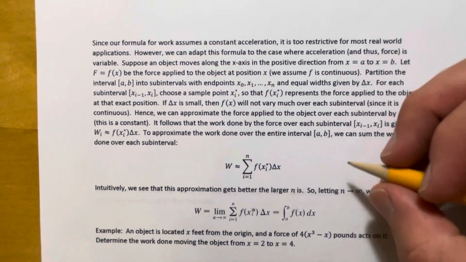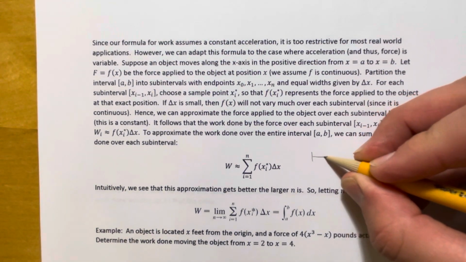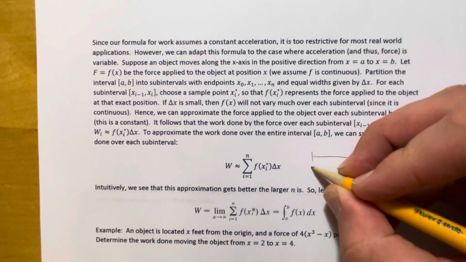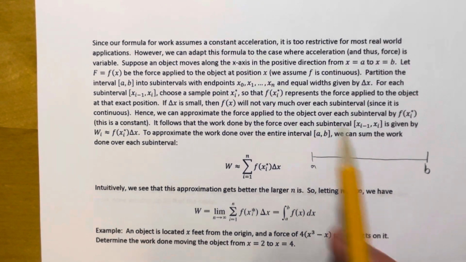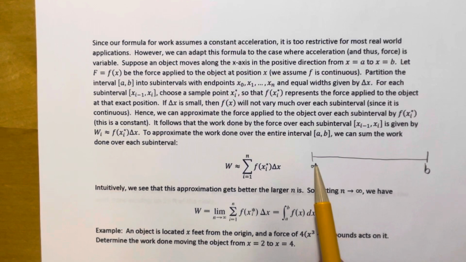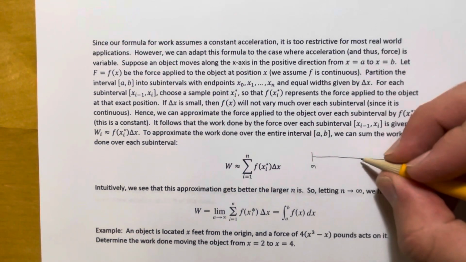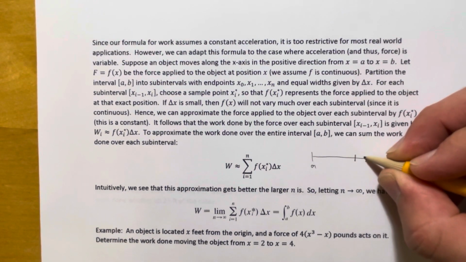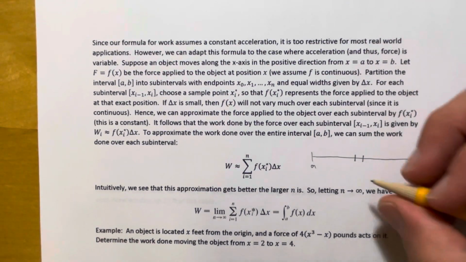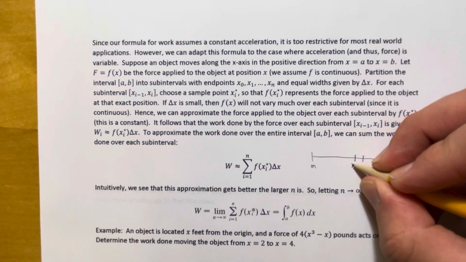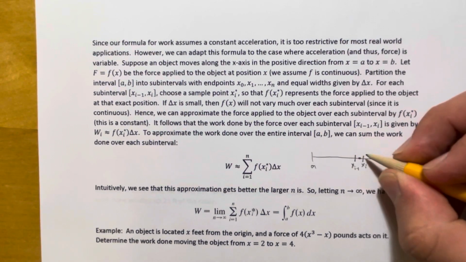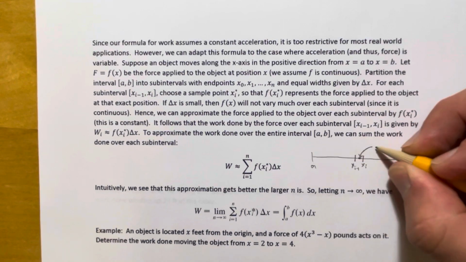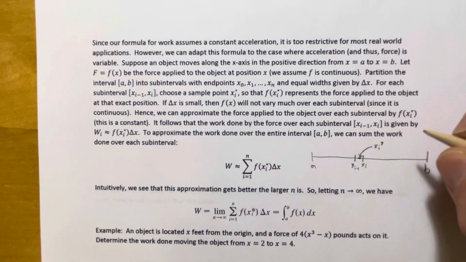Now, think about this for a second. I'm going to draw a little piece of our x-axis here, specifically where the object in question is being moved. So we're going to move an object from point A to point B. And what I've done is I've cut this up into a whole bunch of these little subintervals, right? So I'm going to think of that one there as x_{i-1}, and this one is x_i. And we've chosen some little sample point in there, x_i star, right?